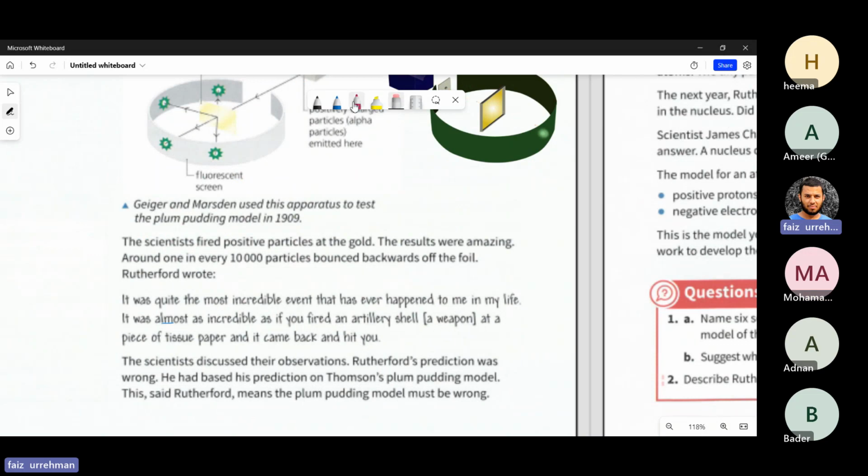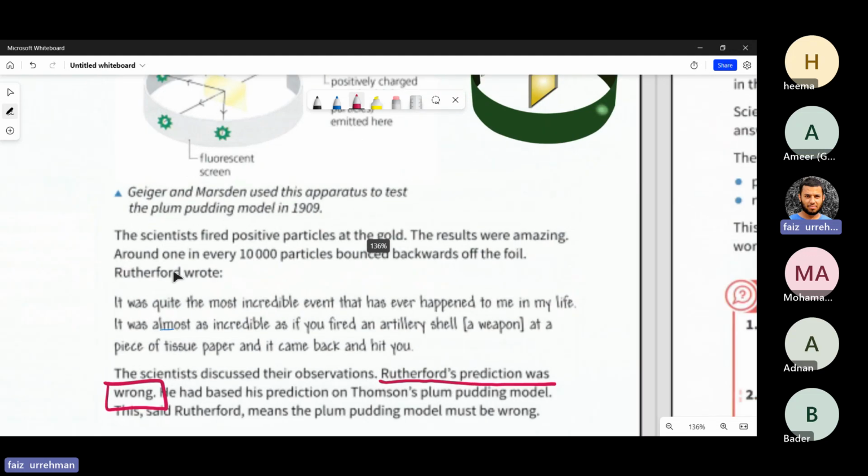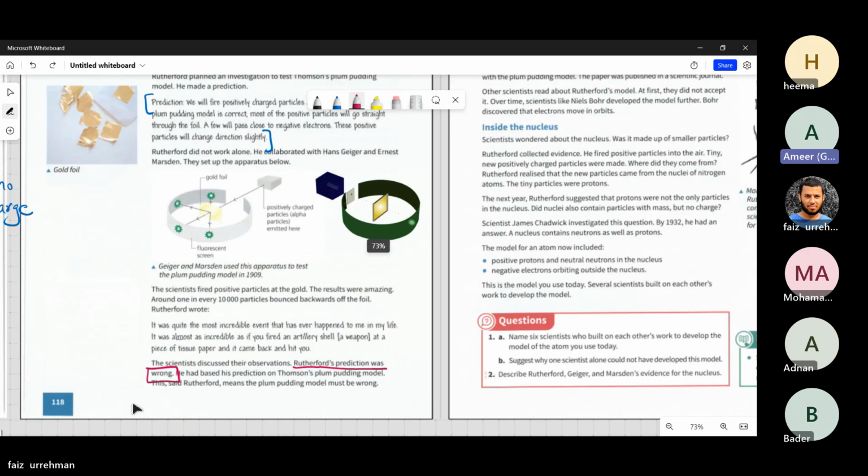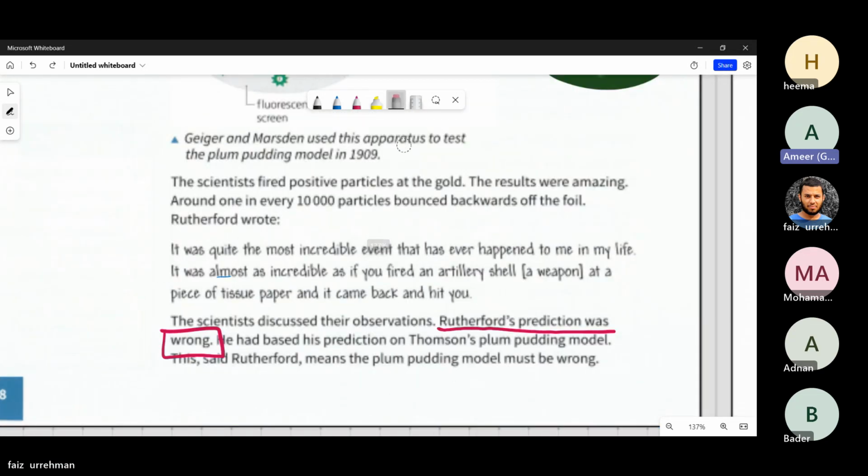Now, after this experiment, they are discussing what happened. And they found out what? The other scientists start telling Rutherford that you are wrong. Rutherford's prediction was wrong. Where is the prediction? It's given here. Like everything he made was wrong. Not everything.